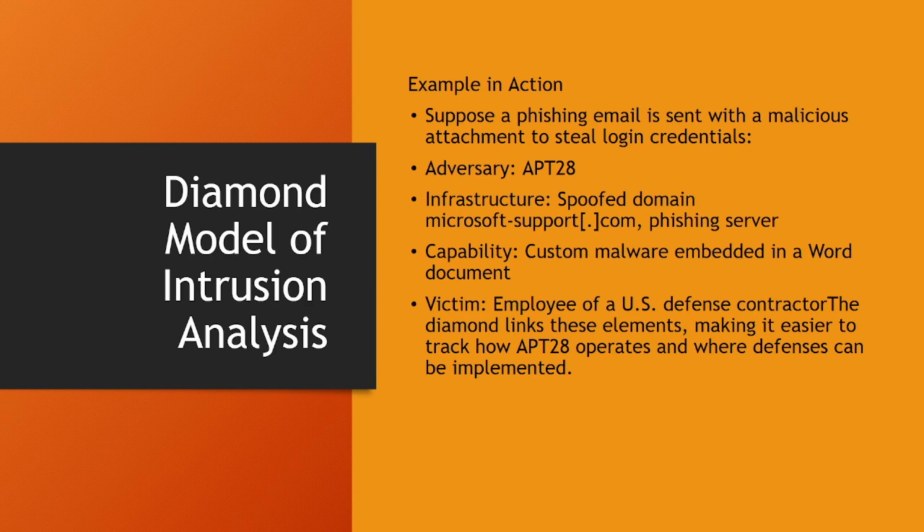So for example, suppose you have a phishing email, right? And it's sent and it has a malicious attachment. With the Diamond Model, in this example, you can see that the adversary is APT28, right? Its infrastructure is a spoofed domain. Its capability is custom malware that's embedded in a Word document, and the victim is a U.S. defense contractor, right? And you can see how each of these link together, and it gives you a visual picture of how the components correlate and interact with each other.